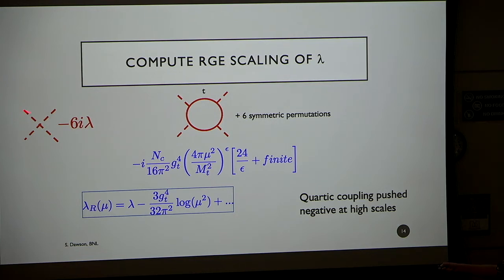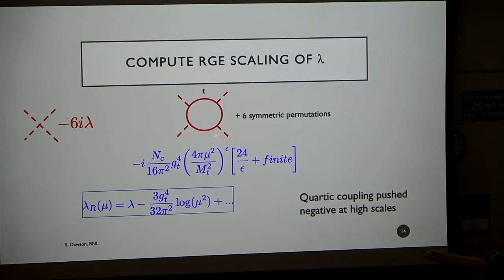Here is lambda. Here is HH, and here is the tree level piece, minus 6i lambda. Then I can calculate the contributions of loops to this. This is a top quark loop, and there are 6 symmetric permutations of the external Higgs. There are other contributions to the lambda running. I could have loops with scalars inside, and it's a fun exercise to calculate all the diagrams with 4 external scalars and scalars inside. I could have the 4 external scalars and some gauge bosons inside. This is just a piece of the picture to show you how it goes, but it's fun to calculate.